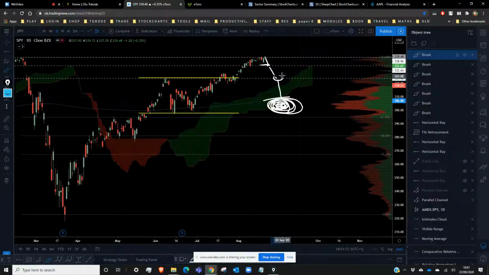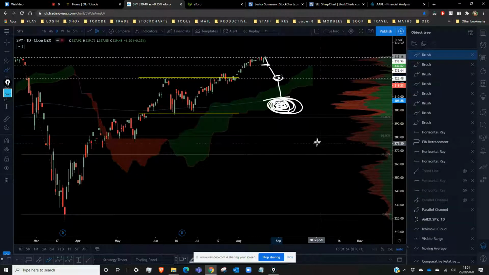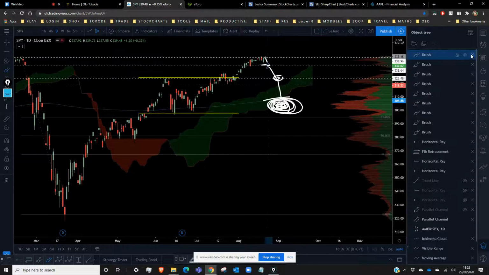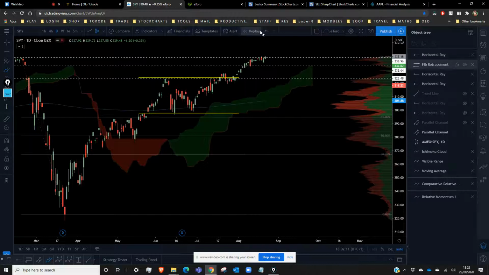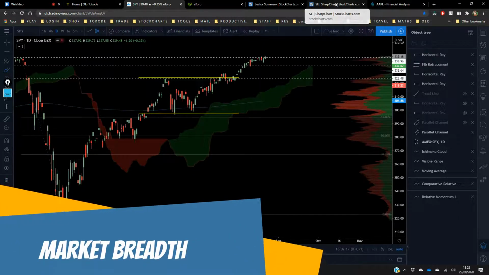A better scenario is somewhere around 323. A slight pullback, which is not enough to buy the dip, is 332. Those are my levels. And one thing to note with the SPY, market breadth is currently very negative.